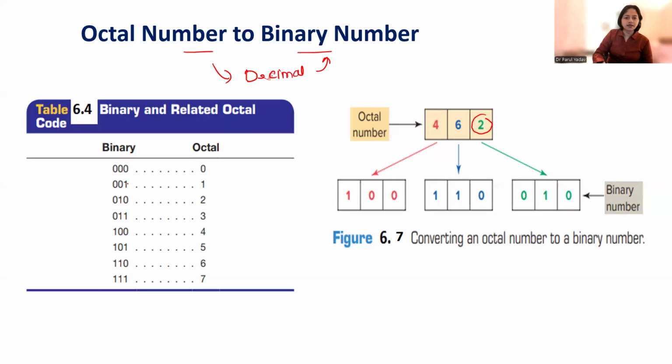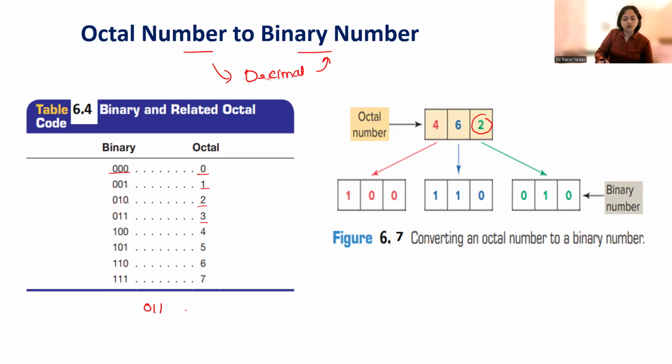So just look at this table. Suppose the octal number is 0, so the binary form will be 0, 0, 0. If the octal number is 1, then binary will be 0, 0, 1. If octal is 2, then binary will be 0, 1, 0. If octal is 3, then binary will be 0, 1, 1, right? How is 0, 1, 1 equal to 3?